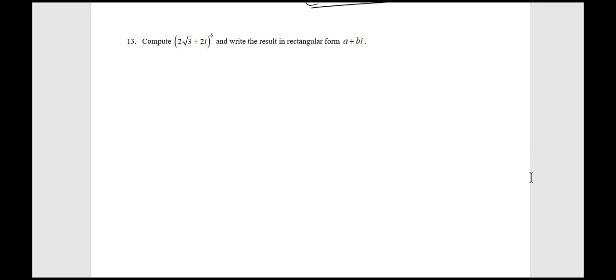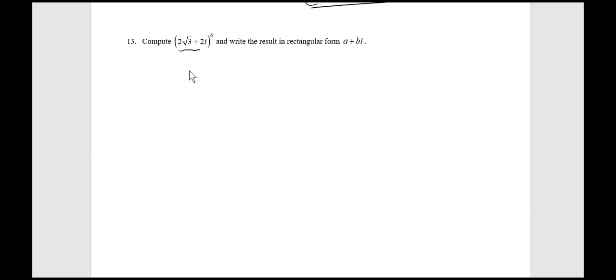It's saying compute this and write the result in rectangular form, just like we did the last, except the number being raised to a power is not yet in polar form, so it makes it harder to use de Moivre's theorem. You could FOIL this thing out with itself 6 times, right? 6 powers of this. That's a mess. Don't do that. Convert to polar and then use de Moivre's theorem. So let's try to convert this.